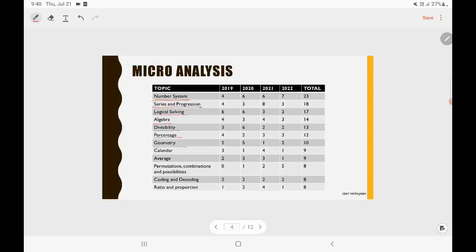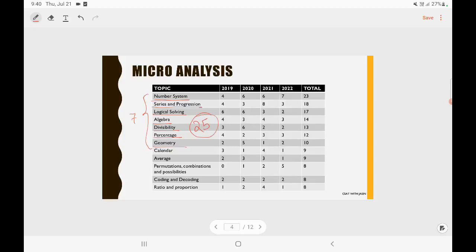So if you have studied these 7 topics, you would have got an average of around 25 questions each year. Okay, there are other topics as well, but you shouldn't just focus on these 7 topics, because sometimes the questions that you get from these topics may be difficult.